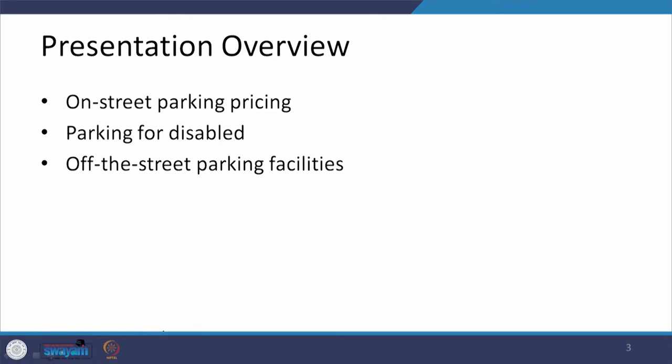some price from the people who are going to park their vehicle on the street. Another thing which is quite important when you have to provide accessible transportation is parking that is specifically being provided for disabled people. And the next thing which we are going to talk about is off-street parking, in those cases where the on-street parking is not sufficient to handle the demand, or is to be removed and all of the parking has to be shifted off the street, then what are the ways or provisions in which it can be done.